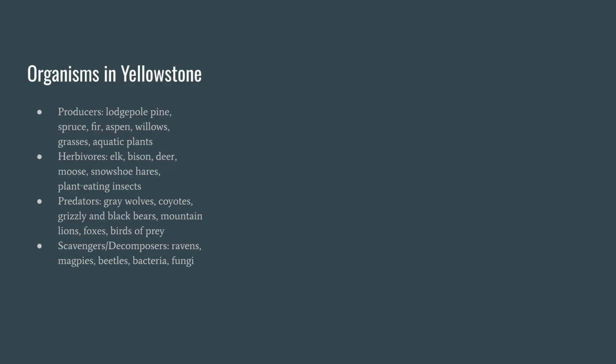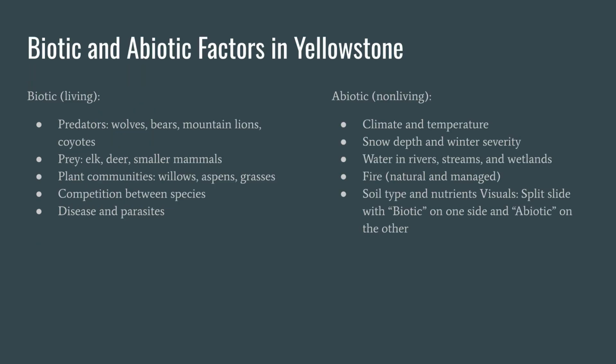The predators are animals like gray wolves, coyotes, grizzly and black bears, mountain lions, foxes, and birds of prey such as eagles, hawks, and owls. Finally, scavengers and decomposers include ravens and magpies that clean up carcasses, beetles and other insects that break them down further, and bacteria and fungi in the soil that finish the job. All of these groups are linked in Yellowstone's food web.